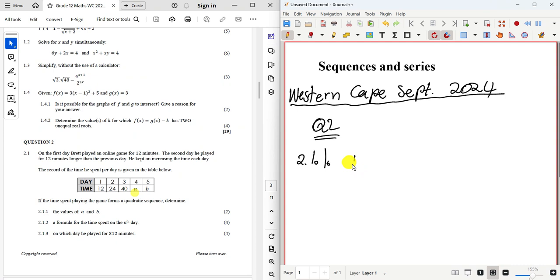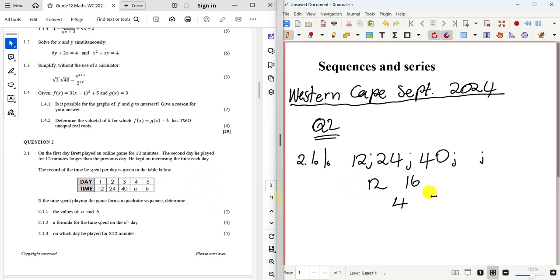So what we have is 12, 24, 40. 24 minus 12 is 12. 40 minus 24 is 16. So 16 minus 12 is 4. Because this is a quadratic sequence, it means the second difference will be a constant 4.